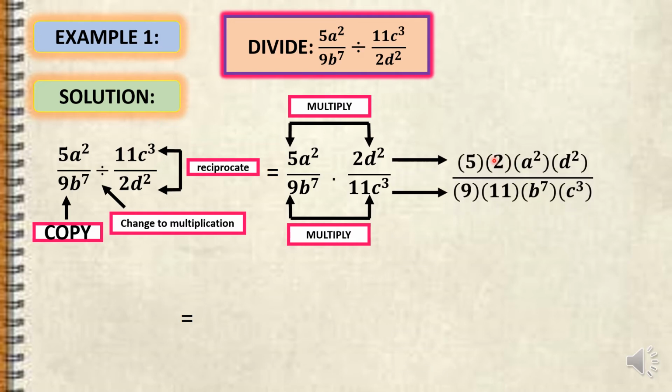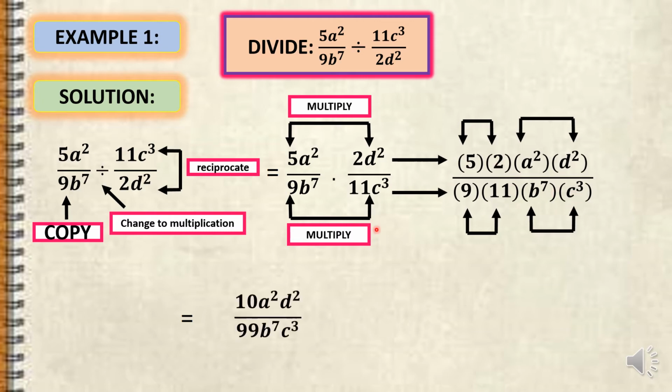So in that you have now 5 times 2, diba, dito sa ating numerical coefficient. So you have 5 times 2 and then a squared times d squared. Dito naman sa ating denominator, you have 9 times 11, and then b raised to 7 times c raised to 3. So multiply now: 5 times 2, a squared times d squared, then 9 times 11, and then b raised to 7 times c raised to 3.